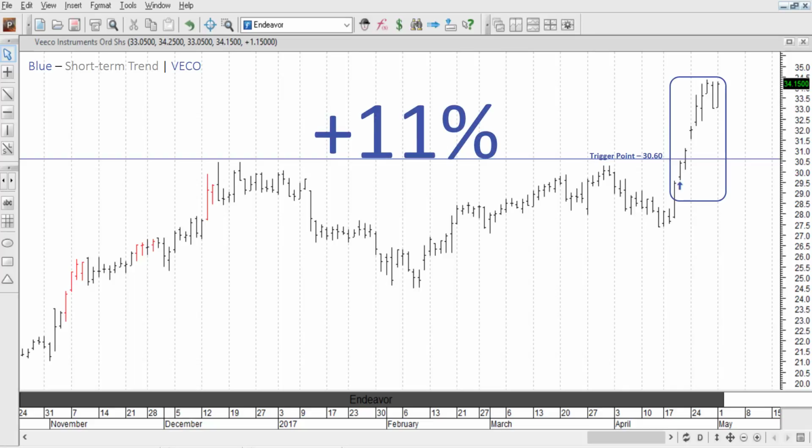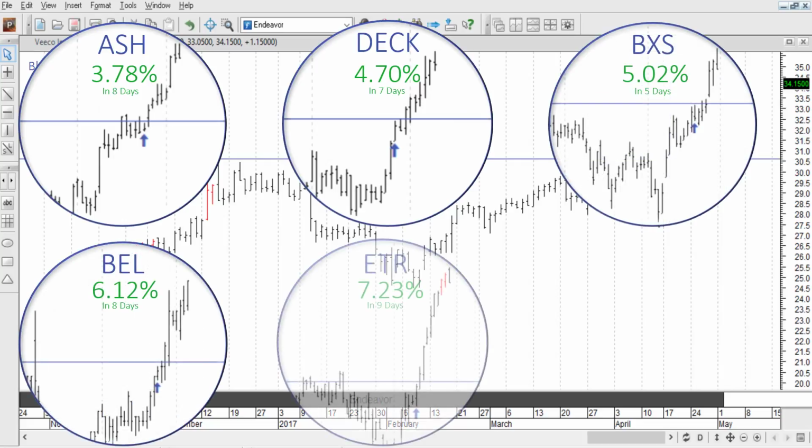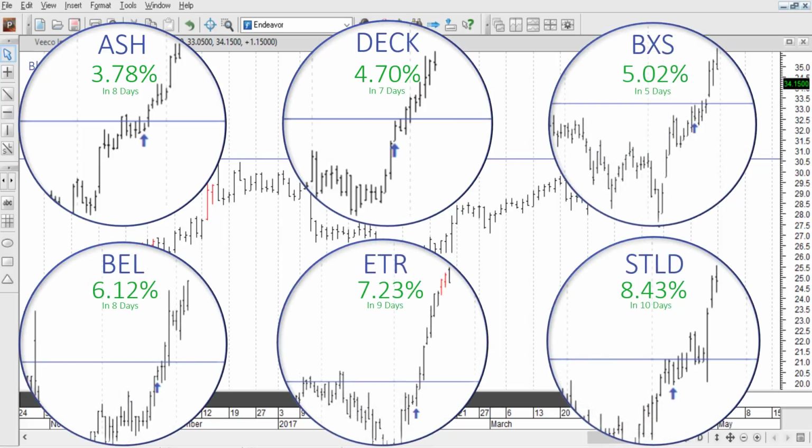Now, I don't want you to get the wrong impression. Not every blue trade makes 11%. In fact, although we know price will make a short-term upward trend, we don't know how long that trend will last. But, as you can see, most blues make a pretty good percentage, so all you have to do is hop out of one trade and into another.